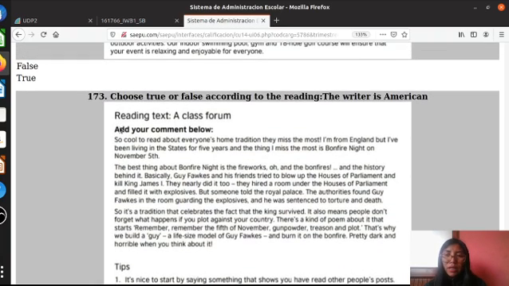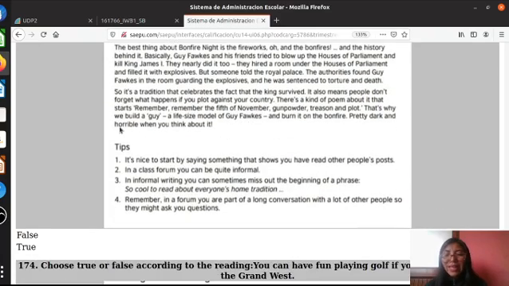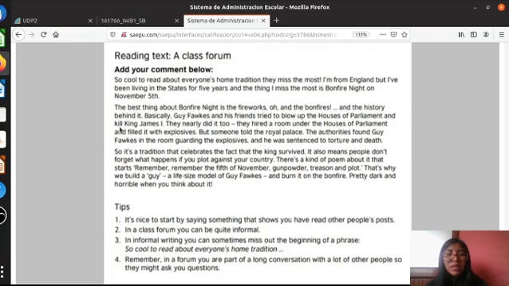Okay. Choose true or false according to the reading. The writer is American. That is true or that is false? Okay, that is false, okay, because they speak about I am from England, okay, so that is false.